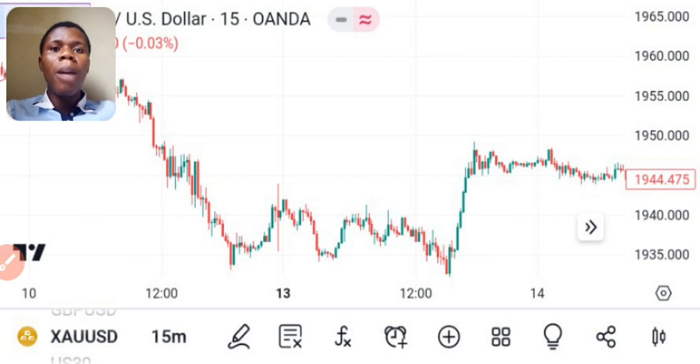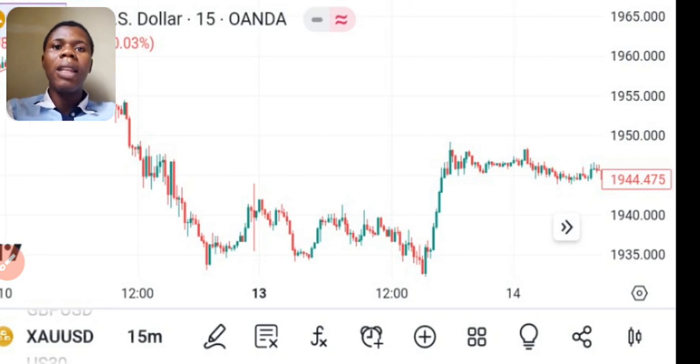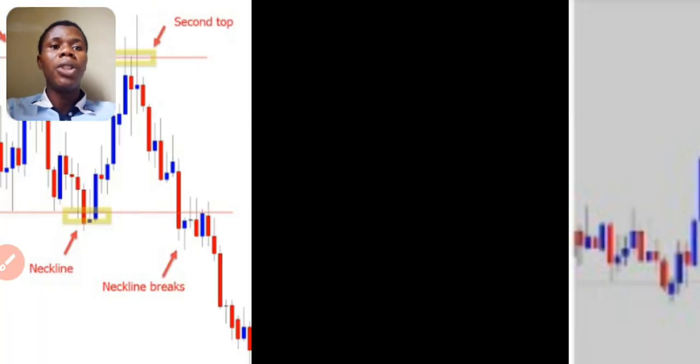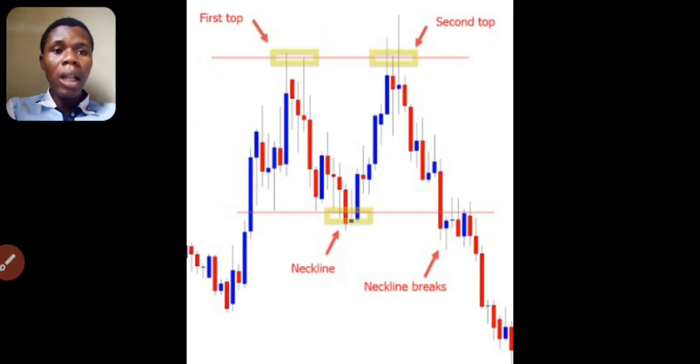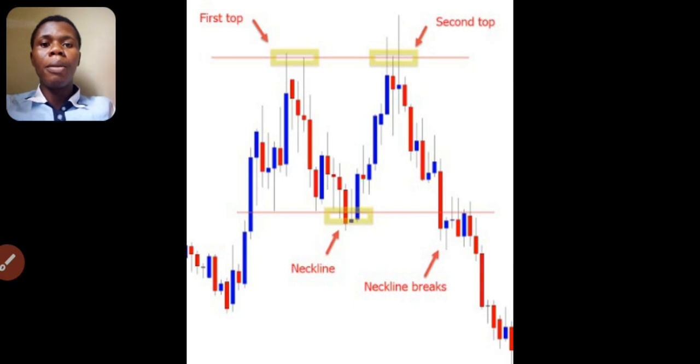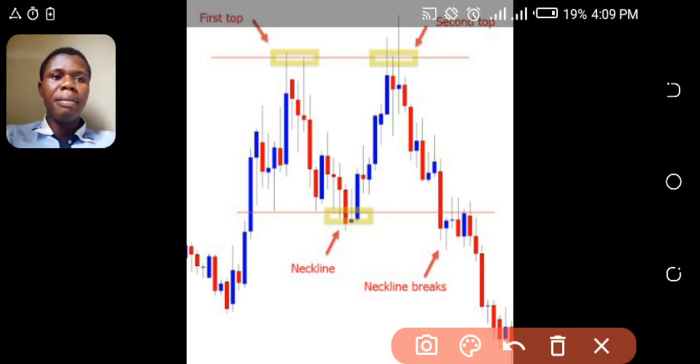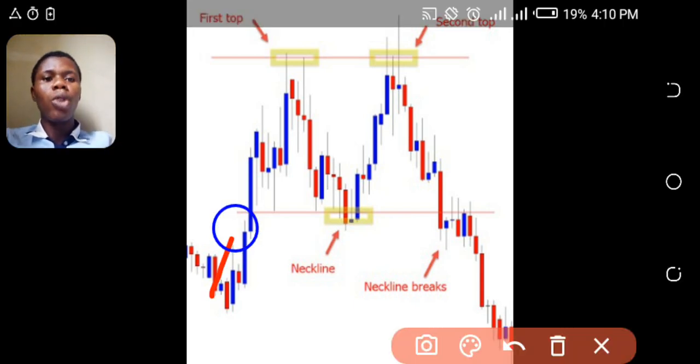Okay, now we're going to be talking about the bullish ones first. Now, what are bullish reversal patterns? Bullish reversal patterns are patterns that tell you that the market was actually bearish. Let's start from here. As you can see, we have a double top. Now, what can we see here? The market was actually bearish.